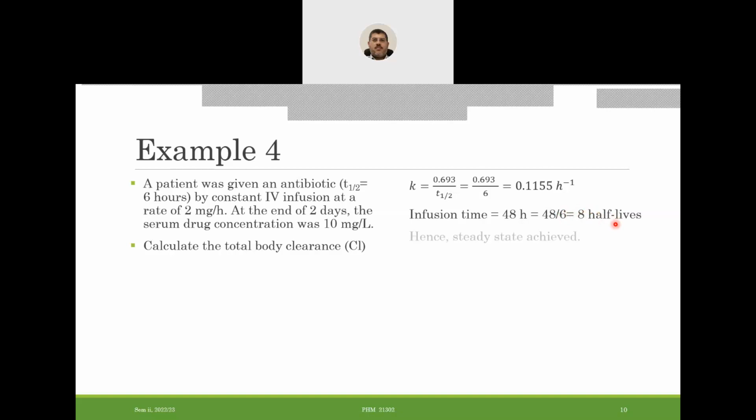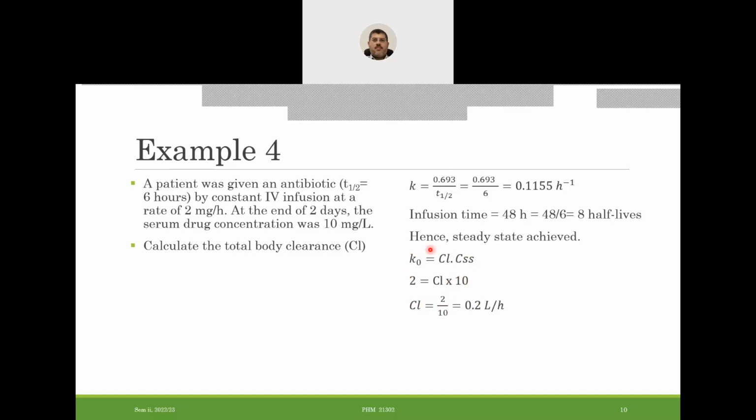Right? So we can use the steady state equation directly. The infusion rate K0 equals clearance times CSS. So infusion rate is 2 milligram per hour, clearance is unknown, and the concentration here is the steady state concentration, 10. So clearance equals 2 divided by 10.